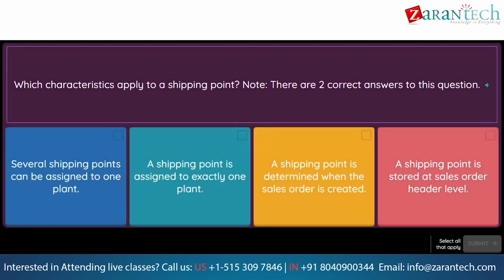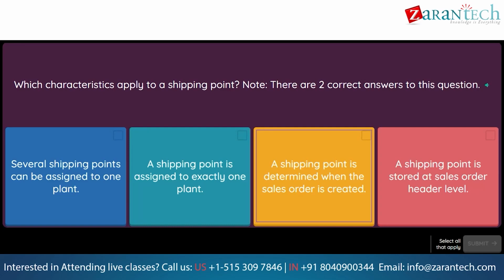Question, which characteristics apply to a shipping point? Note, there are 2 correct answers to this question. Option 1, several shipping points can be assigned to one plant. Option 2, a shipping point is assigned to exactly one plant. Option 3, a shipping point is determined when the sales order is created. Option 4, a shipping point is stored at sales order header level.